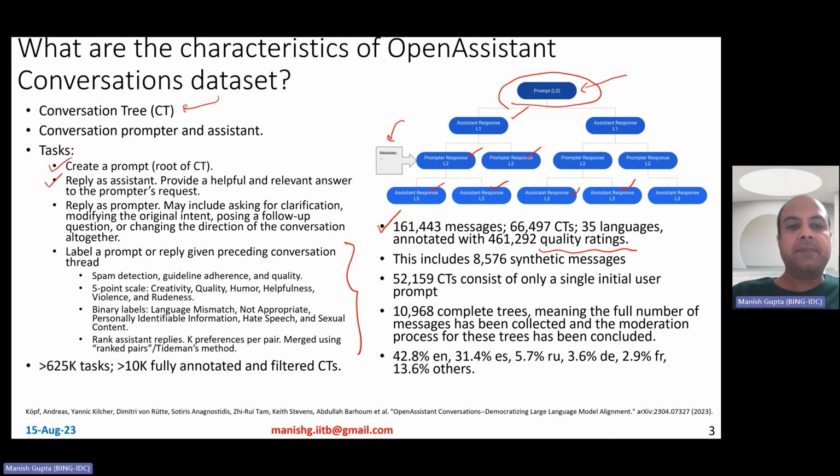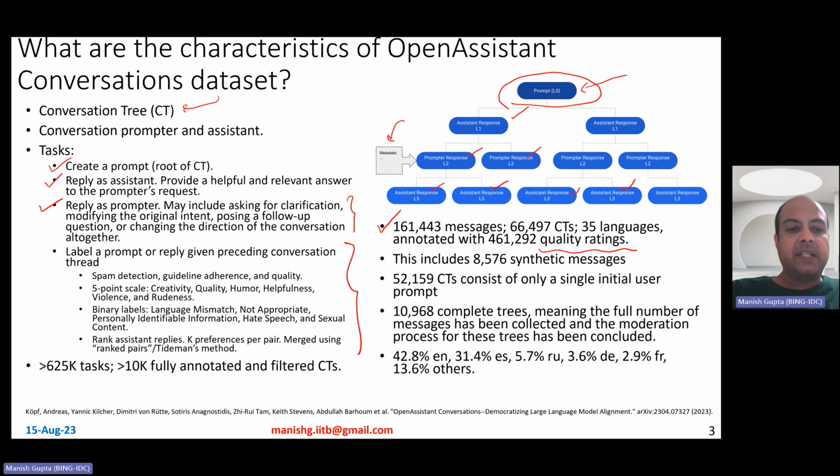The second task is replying as an assistant, and this is a little more complex because here the worker has to sit down and provide a helpful and relevant answer to the prompter's request. The third task is replying as a prompter. The idea is that the person who is replying has to look at the prompt and the entire conversation so far, and based on that, reply as a prompter. This reply could include asking for clarification, modifying the original intent, posing a follow-up question, or changing the direction of the conversation. All of these are possibilities.